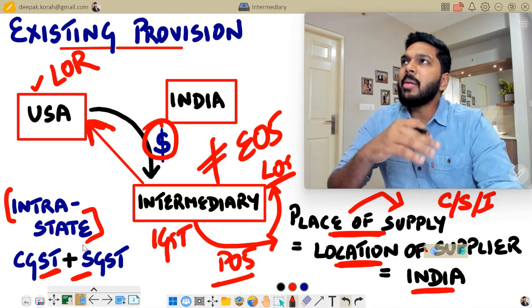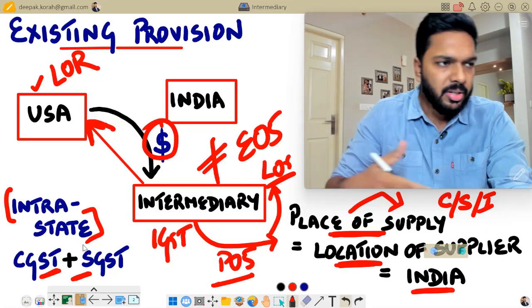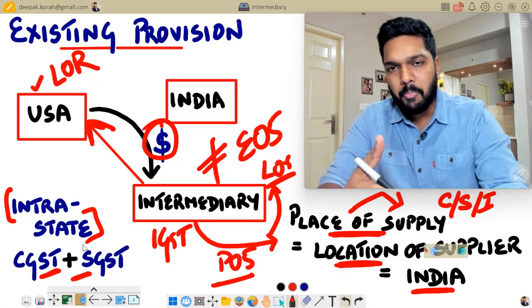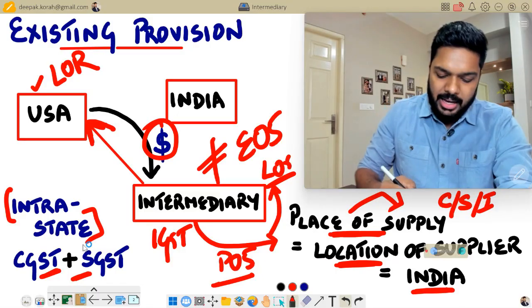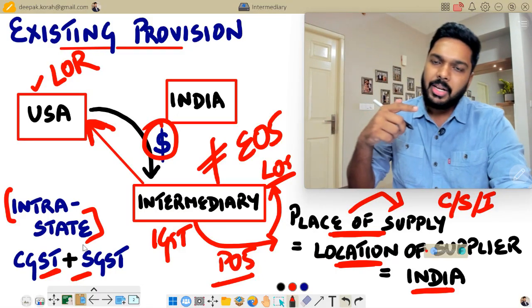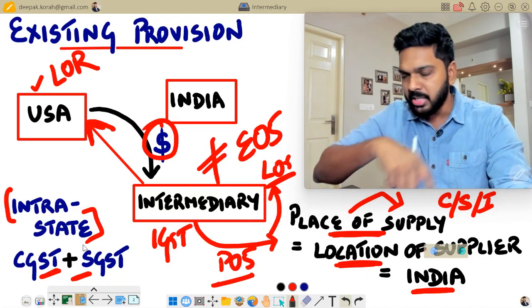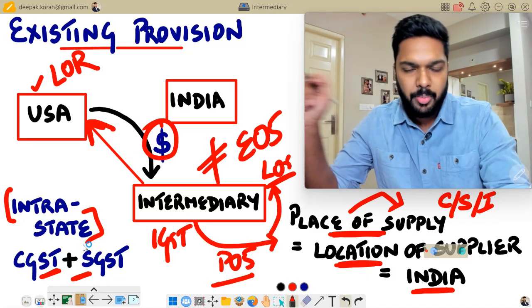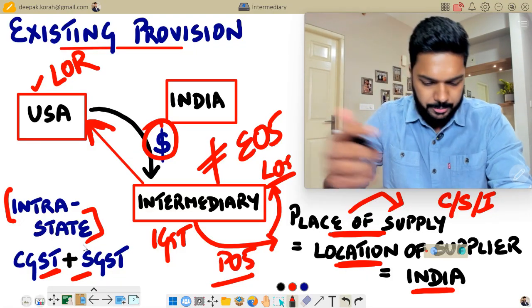Of course, he will not be able to charge GST on this export invoice because the person in the USA will not pay the value plus GST. He will have to do a self-calculation and, on top of the export value, calculate a 9% CGST and 9% SGST and pay that to the Indian government here, for which he will not get any refund.